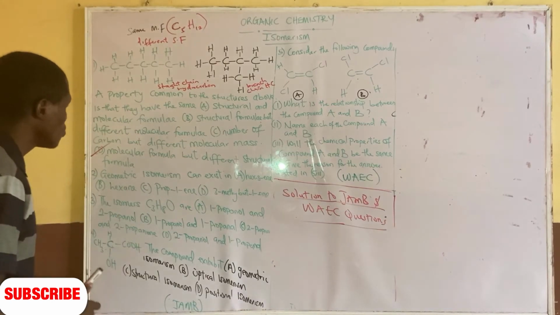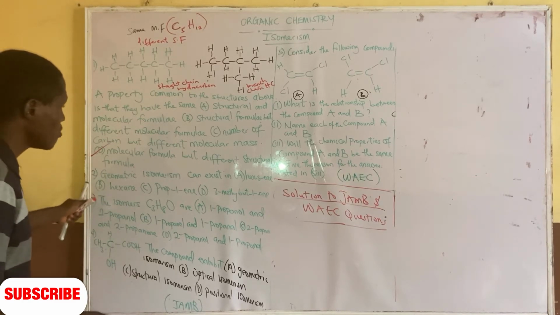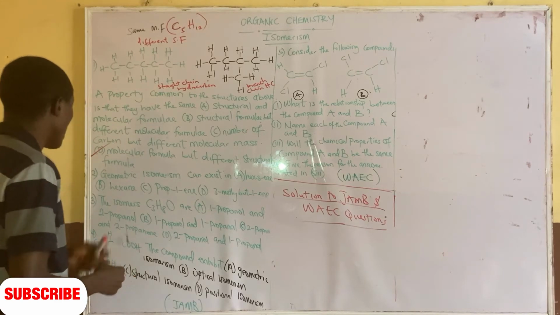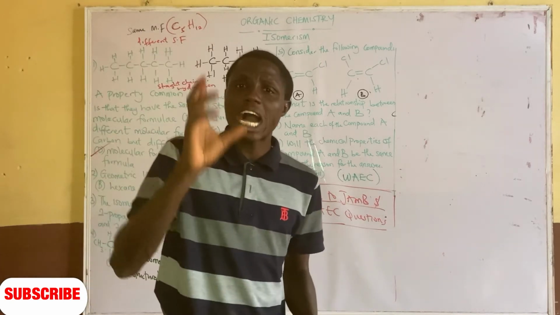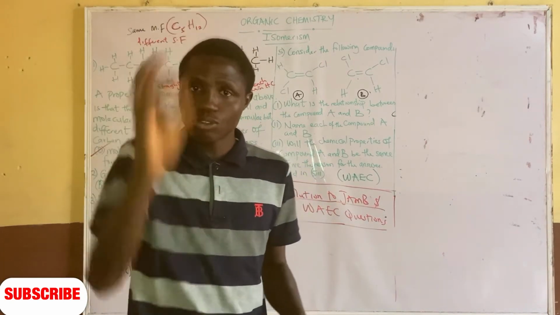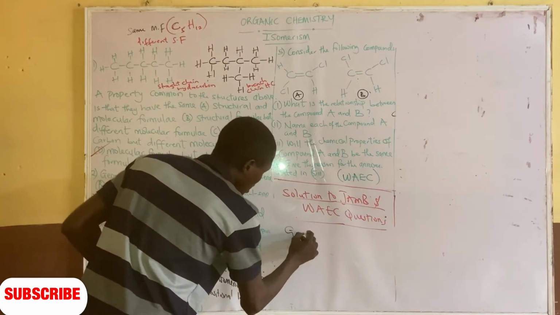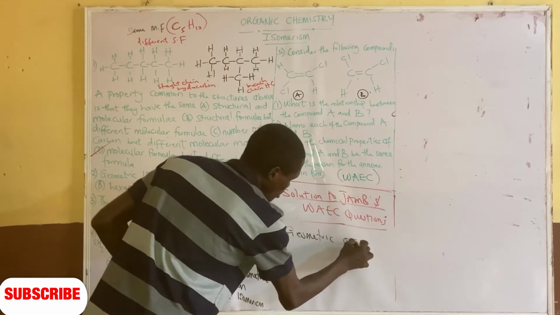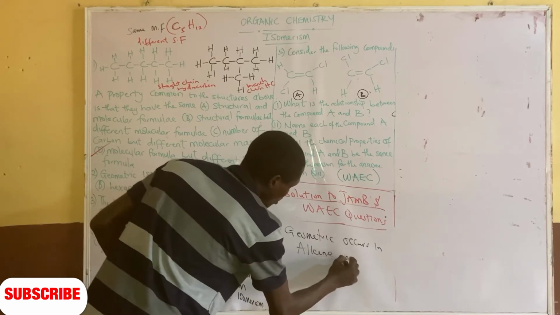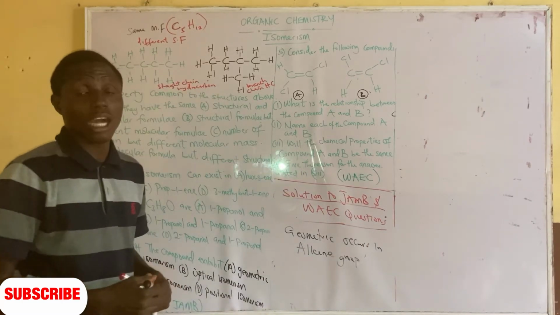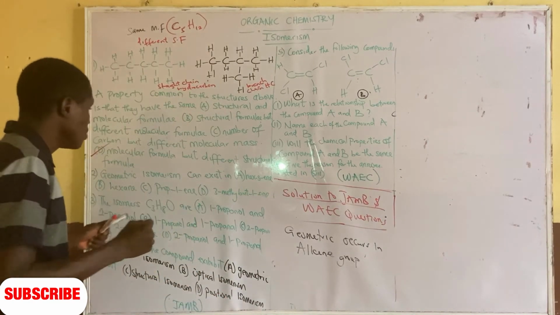So now see the application of what we just did. Geometric isomerism can exist in what? Now, we are talking about geometric isomerism. Geometric isomerism occurs in the alkene group. Although it also occurs in cyclic hydrocarbons, it majorly occurs in the alkene group. So now you begin to look for the alkene group.